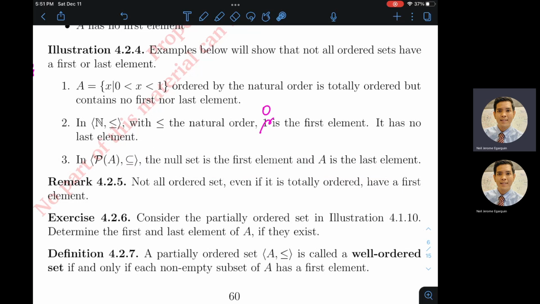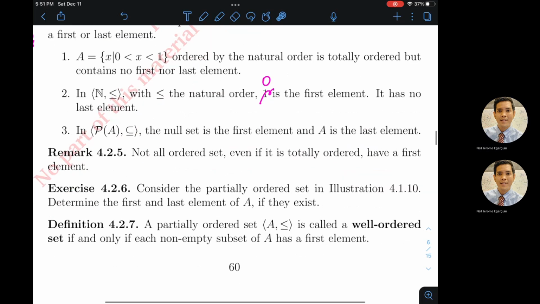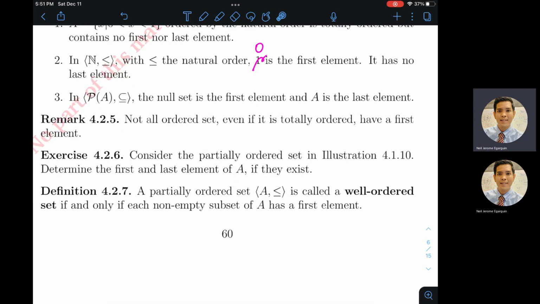Okay, so in summary, we can accept remark number 5. Not all ordered sets, even if it is totally ordered, have a first or last element. All right.